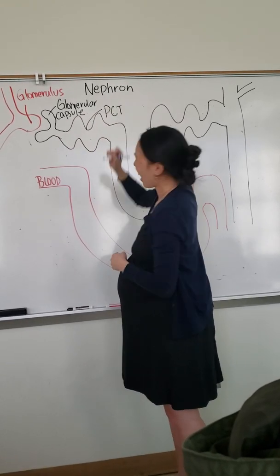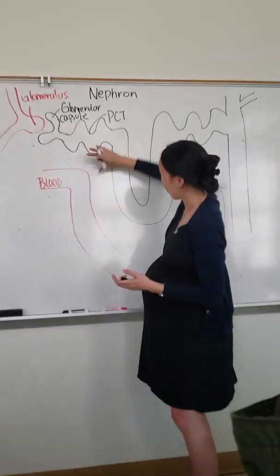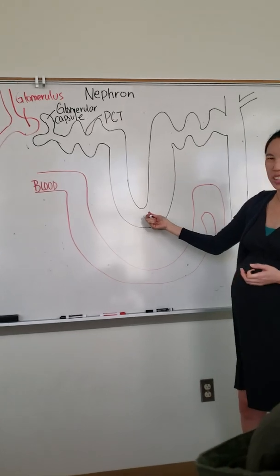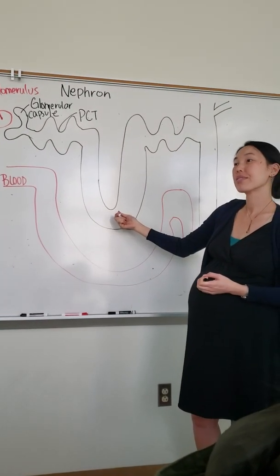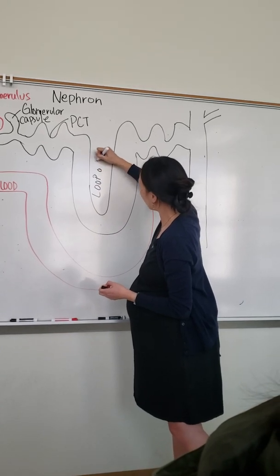PCT. And convoluted, by the way, means twisted. So if you look at it, you notice it's actually windy. Okay, and then what's this down here? Loop of Henle. So I'll label it here, loop of Henle.